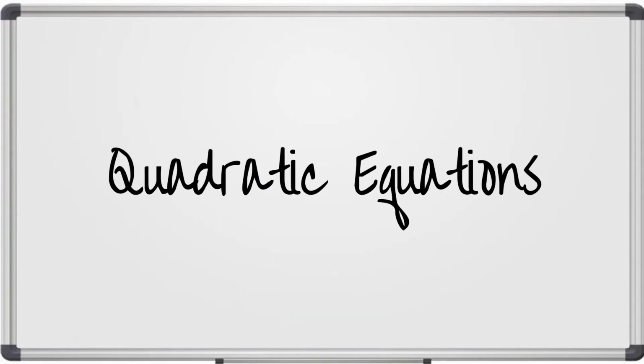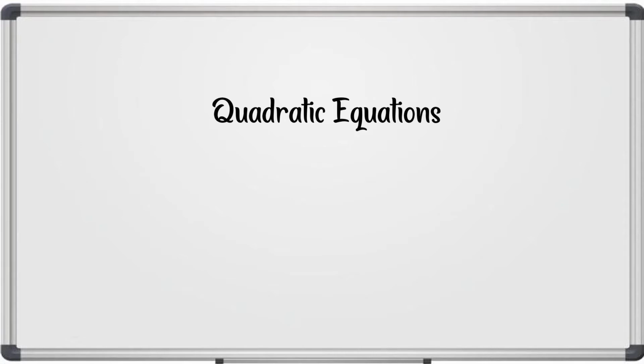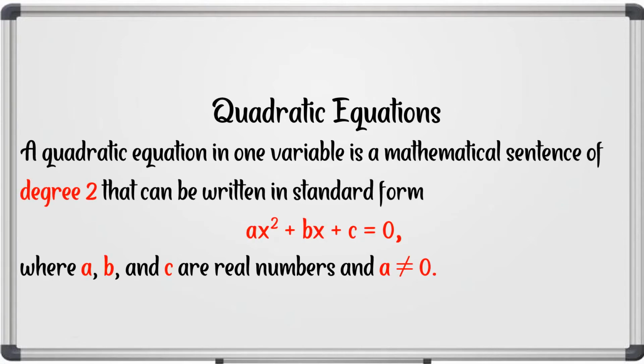The topic I will be discussing in this video is all about quadratic equations. Definition of quadratic equation. A quadratic equation in one variable is a mathematical sentence of degree 2 that can be written in standard form ax squared plus bx plus c equals 0, where a, b, and c are real numbers and a is not equal to 0.